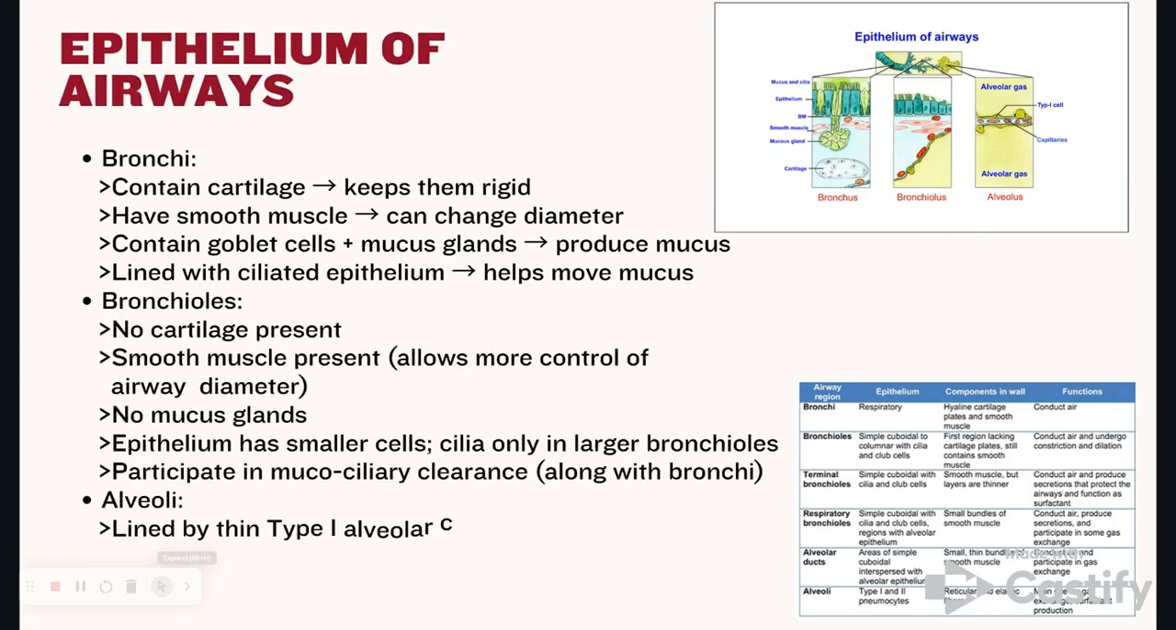Okay, now this slide I'm going to explain briefly, and then I will also be giving a lecture on this. I will cover this in more detail in that lecture. But what I need you to know here: the bronchi contain cartilage, which keeps them rigid. Okay, they have smooth muscle which can change the diameter. They contain goblet cells, which essentially make mucus, and they're lined with ciliated epithelium, which helps move the mucus, because you don't want the mucus to stay still. If the mucus stays still, this is not good. This is going to cause a bunch of issues which we do not need. So the cilia aid in the movement of this mucus.